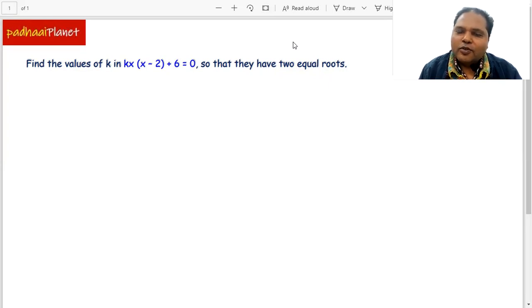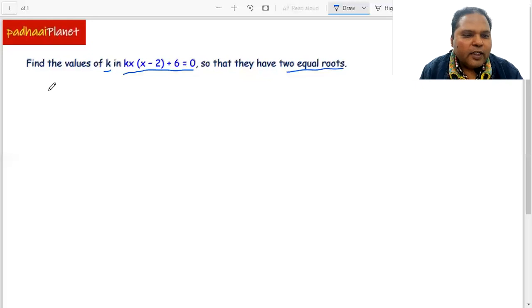And this question is also related with the roots of the quadratic equation. Now, here, what is given is this quadratic equation, right? And they are asking us to find out the value of k if the equation has two equal roots, right? So we need to find out the value of k.